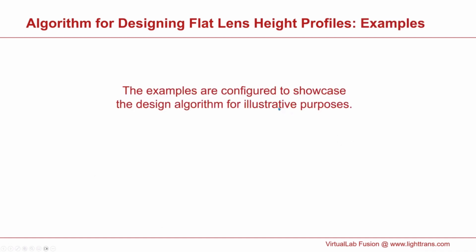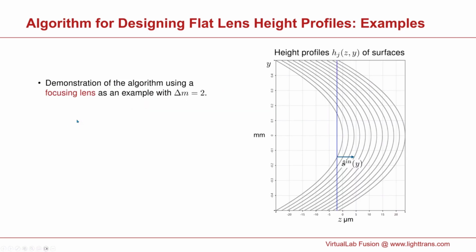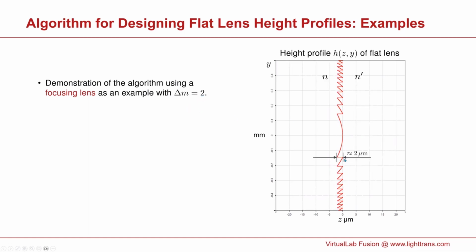Let's now consider some sample applications of the design algorithm I just have shown. They are configured for illustrative purposes only. Here we have an example of a focusing lens with a baseline, the construction of the zones for delta m equal 2. The choice delta m equal 2 for this kind of situation leads to a thickness of the flat lens of 2 micrometer.